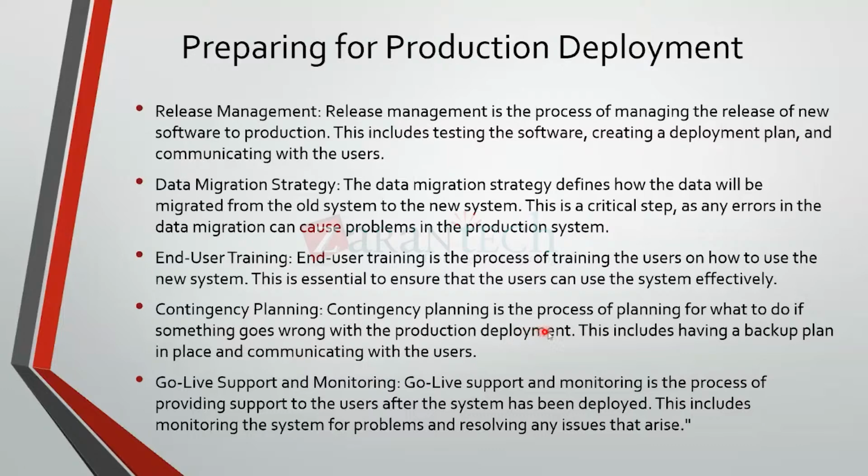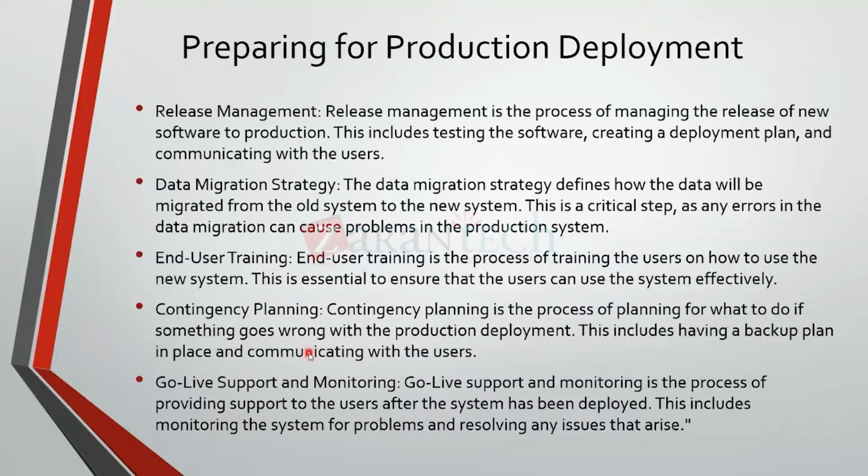Contingency planning is the process of planning for what to do if something goes wrong with the production deployment. This includes having a backup plan in place and communicating with the users. This is for after the deployment has been done: if something goes wrong, what is the backup for it? It should be developed by the SAP project management, the project manager basically.